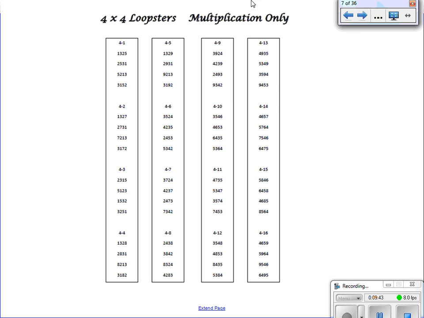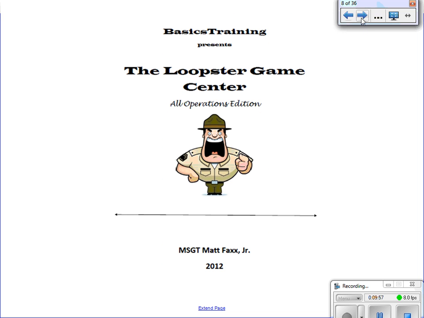At the end of the binder, there is an answer key, and the answer key is done in sections. It tells you the name of the puzzle right here, and then it gives you the 4 by 4 answers or the 5 by 5 answers, whatever it is. So this is video number 2. It's the Loopster Game Center All Operations Edition.